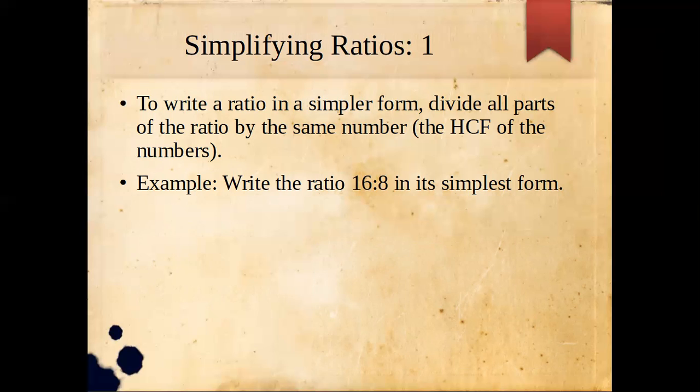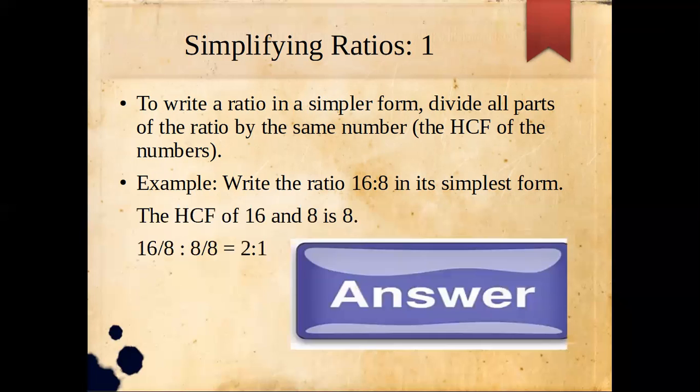Okay, so here's an example. Write the ratio 16 to 8 in its simplest form. So what is the highest common factor of 16 and 8? Well, the highest common factor of 16 and 8 is actually 8. So what we have to do is divide both of them by 8. So then we'll have 16 divided by 8 and to the ratio of 8 divided by 8, which gives us an answer of 2 to 1.